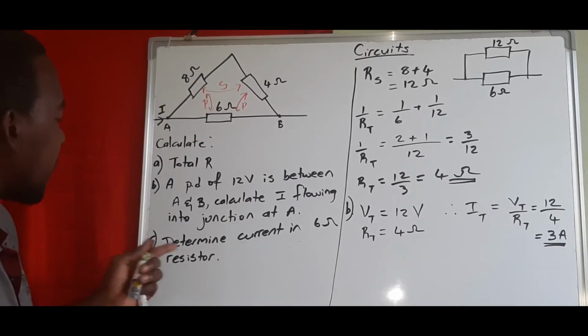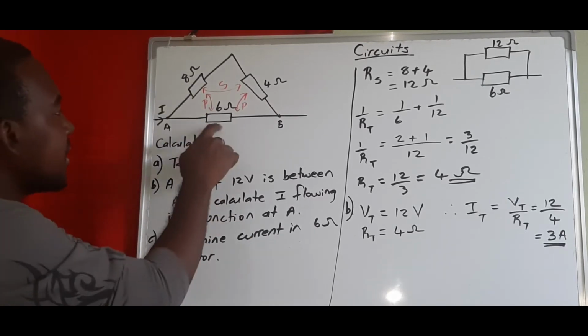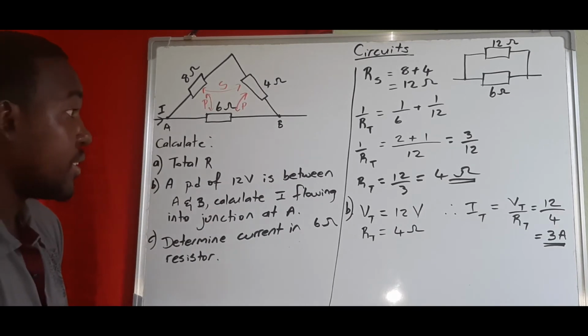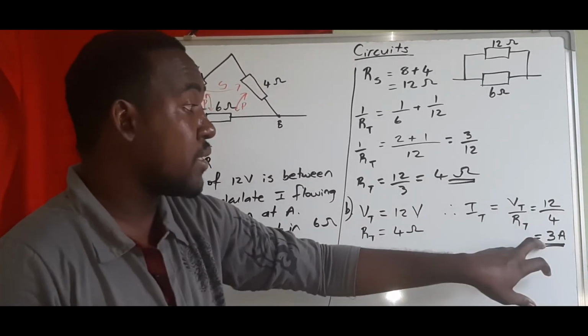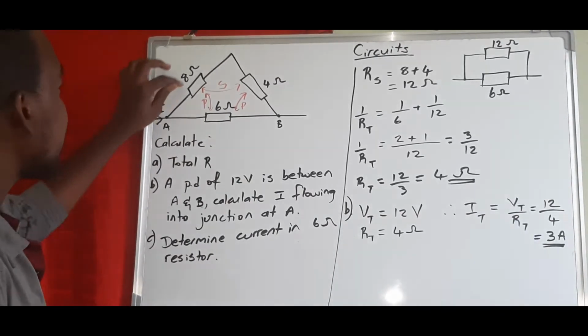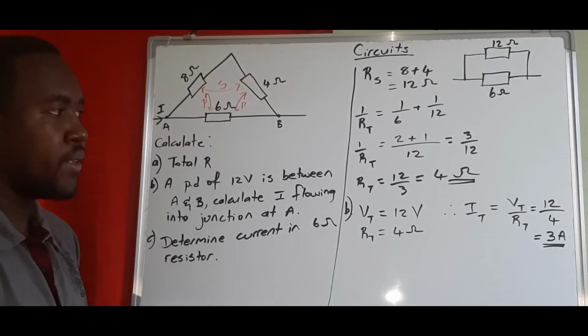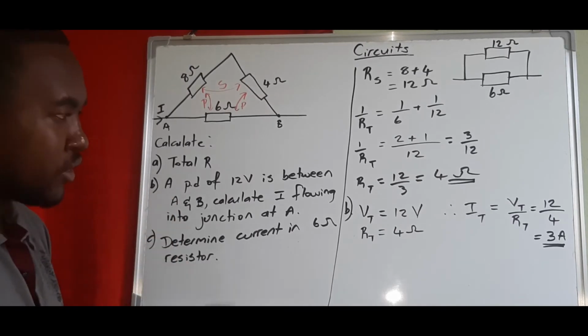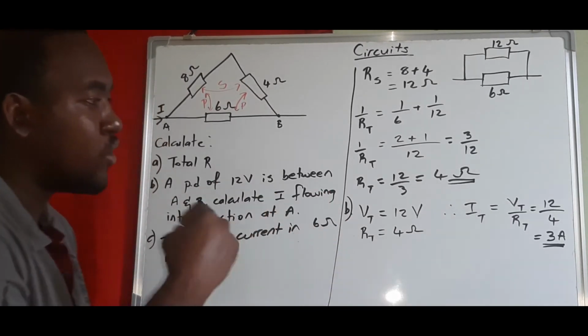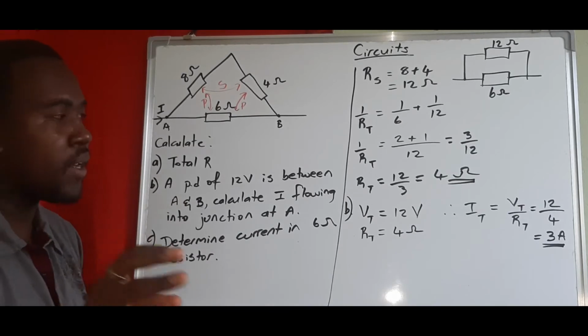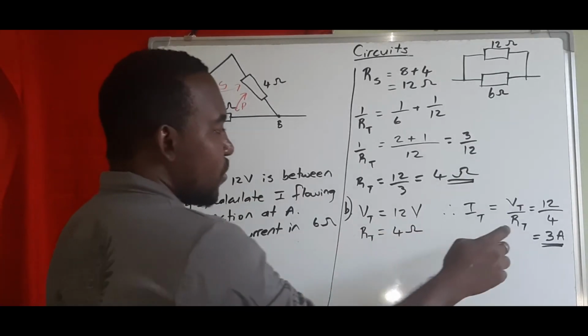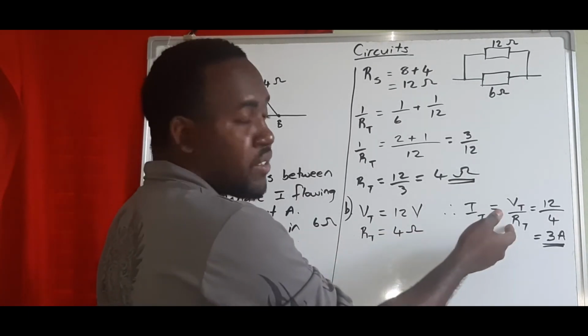And then the final part is to determine the current in the 6 ohm resistor. So now this is where this current will split into 2. Some current will go up here and some will go there, right? Now, by looking at it, let me show you how you can know if your answer is somehow right. The relationship between resistance and current is that they're inverse.